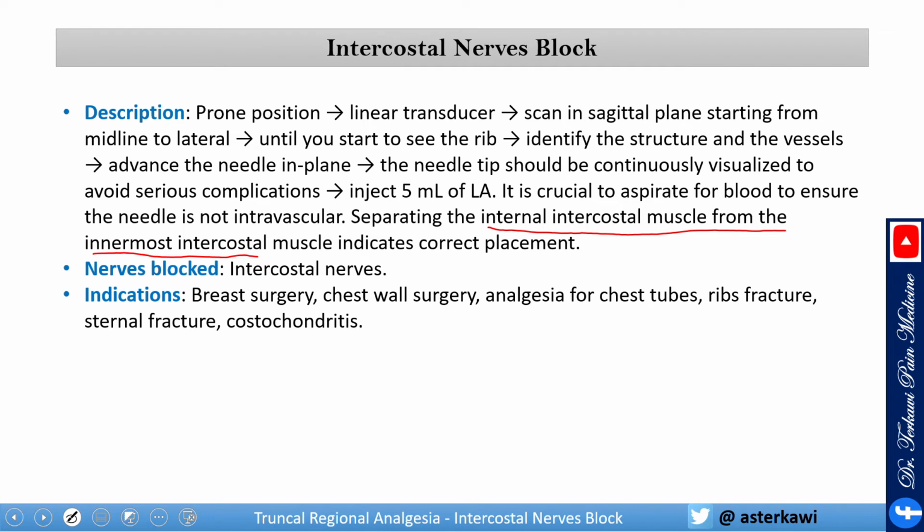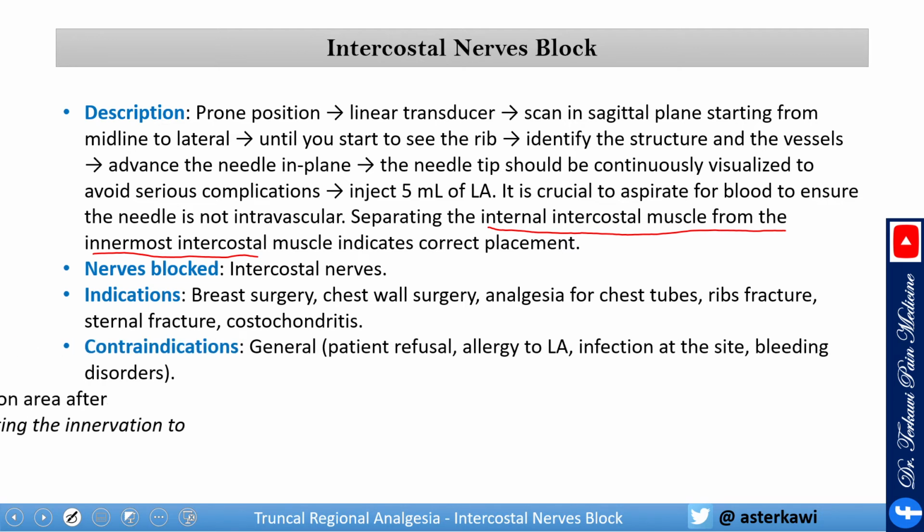Indications: breast surgery, chest wall surgery, analgesia for the chest tube, rib fracture, sternal fracture, costochondritis. And as I mentioned, in chronic pain, we use it for intercostal neuralgia and any pain along the distribution of the lateral and anterior branches of the intercostal nerve. And sometimes post-herpetic neuralgia, but you have to make sure it's not reaching the midline in the back.